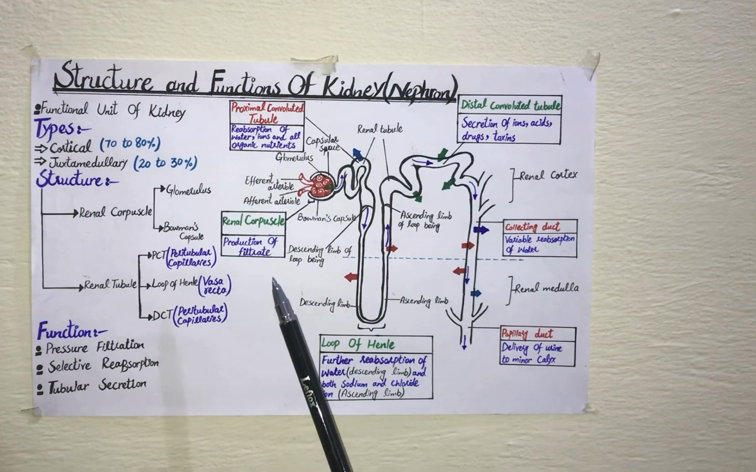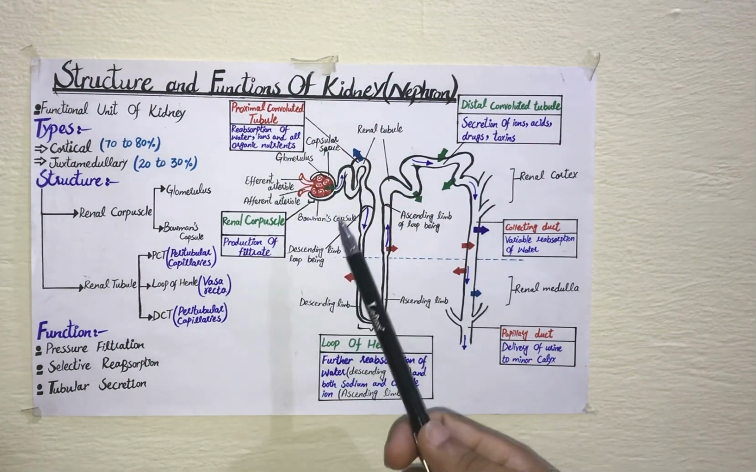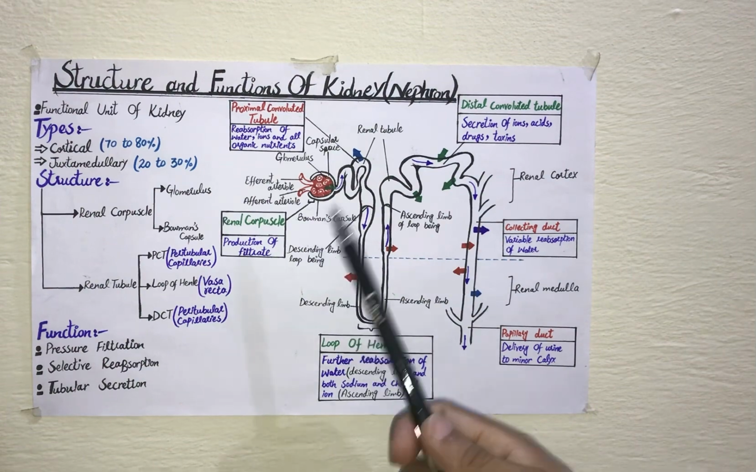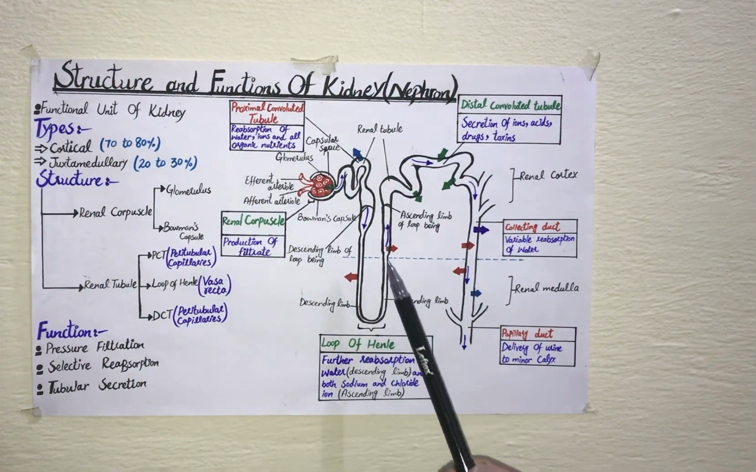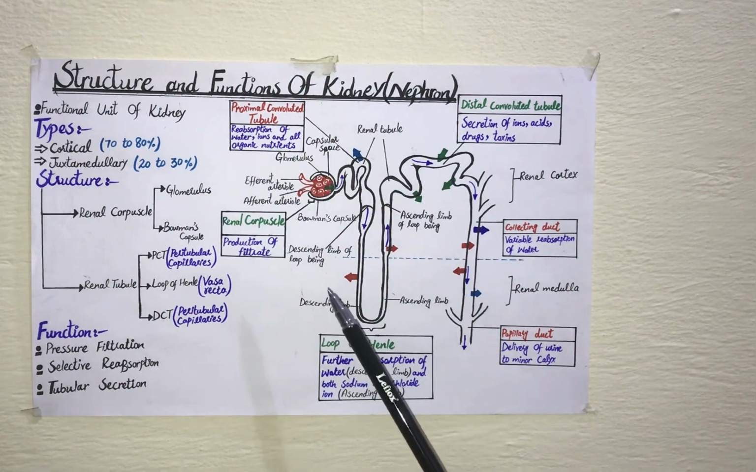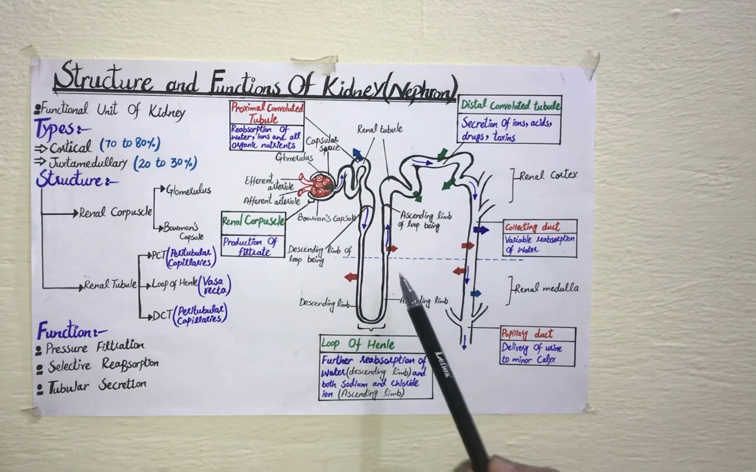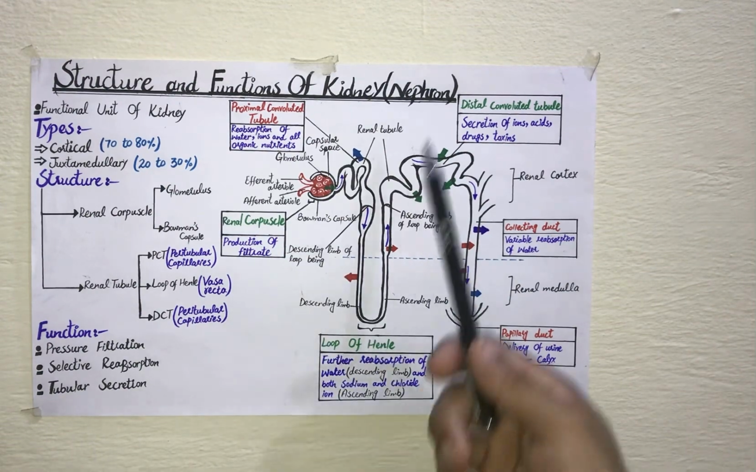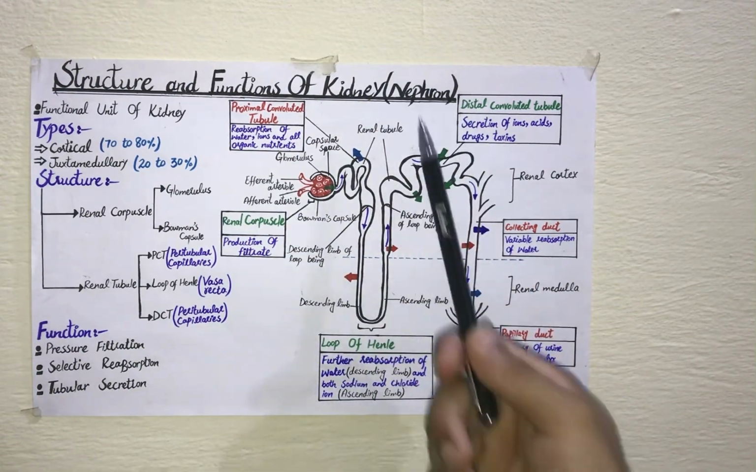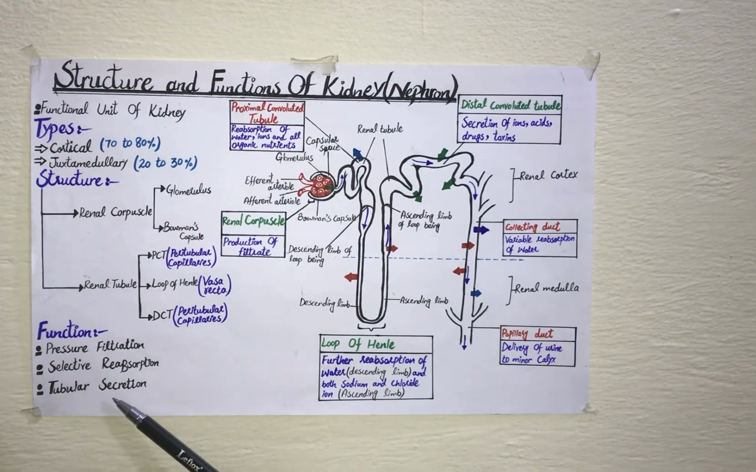Basically, the kidney performs two functions. One is the filtration of blood to produce urine, and the other is excretion. In excretion, it removes urea from our body, and in osmoregulation, it produces urine. There are two types of urine: hypotonic urine and hypertonic urine. For this formation, the kidney performs its function in three basic steps. The first step is pressure filtration, the second is selective reabsorption, and the third is tubular secretion.